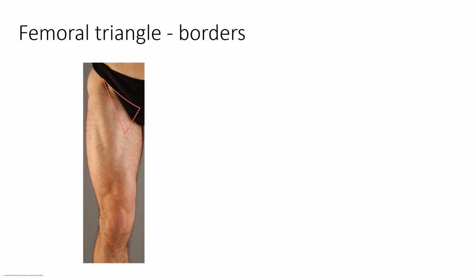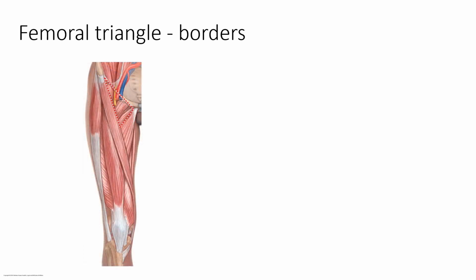We'll start by talking about the anterior thigh. Before we talk about anterior thigh muscles specifically, we're first going to talk about the femoral triangle and its borders. Here on this picture, we can see the surface anatomy of the femoral triangle, and if we look deeper at the actual muscles, we can see the border of the femoral triangle as well.